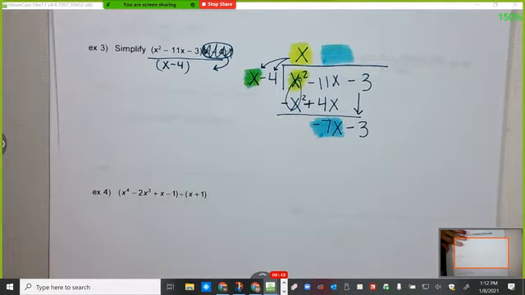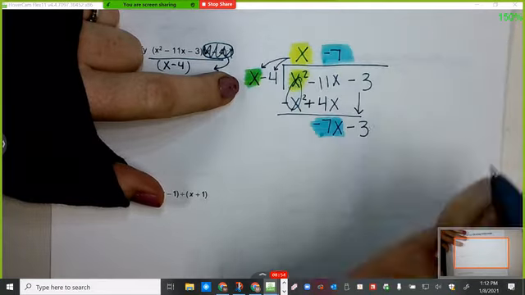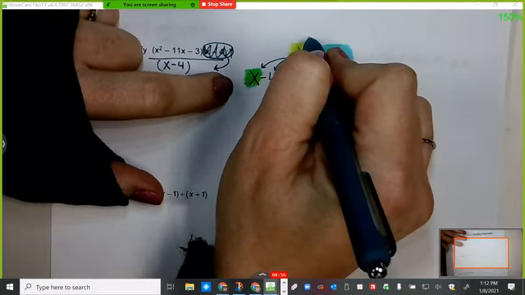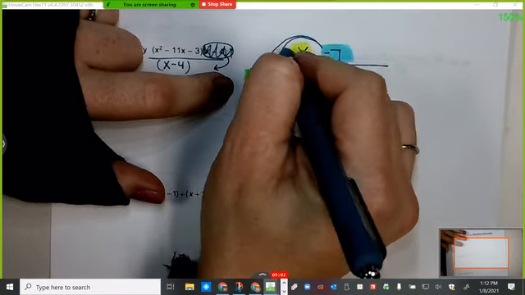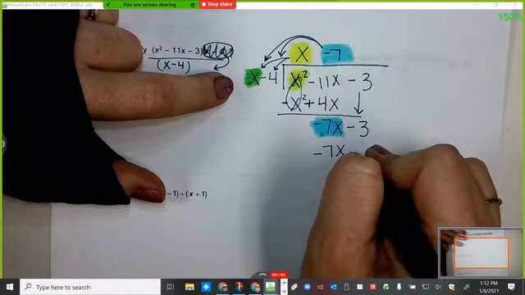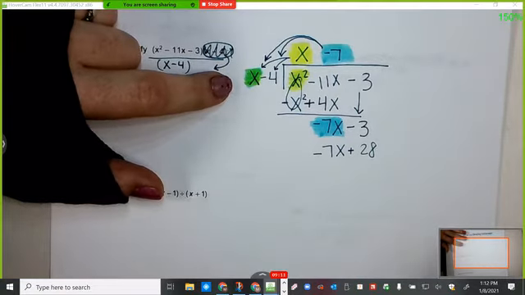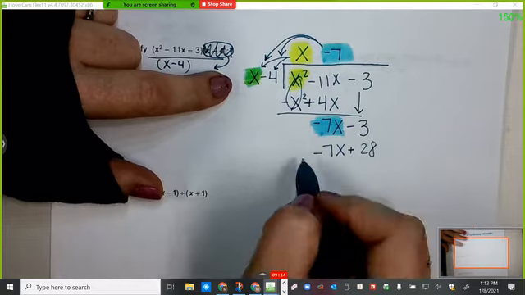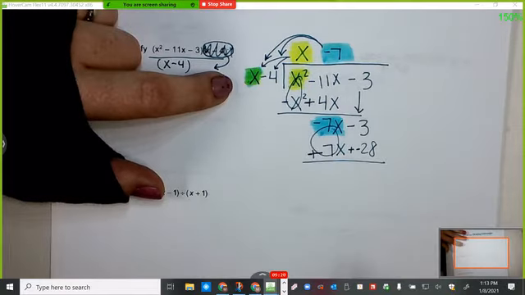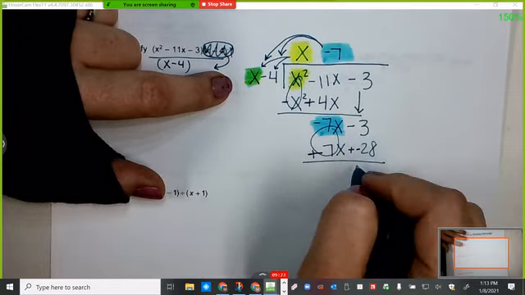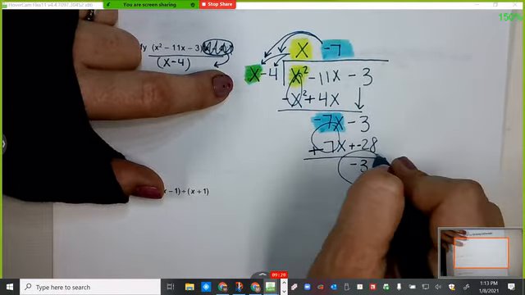Yeah. Okay. So x times what gives us negative 7x? You're right, it's negative 7. So then again we multiply. Negative 7 times x is negative 7x. Negative 7 times negative 4, positive 28. Okay, and then we're subtracting, so again we make a double negative, and this turns into a positive. It cancels like we want. Negative 3 plus negative 28 is negative 31. I don't have another term to bring down, so this is our remainder.